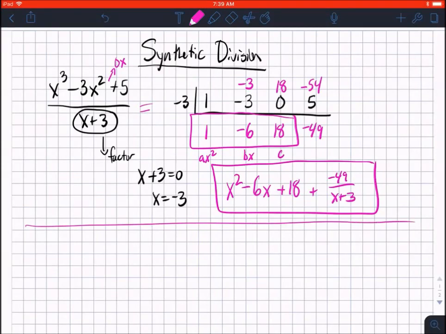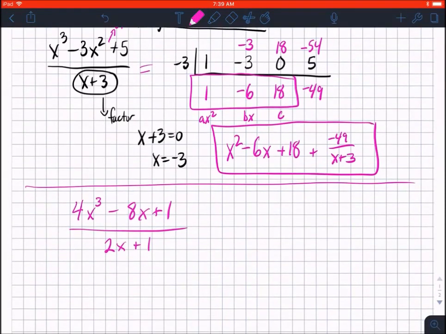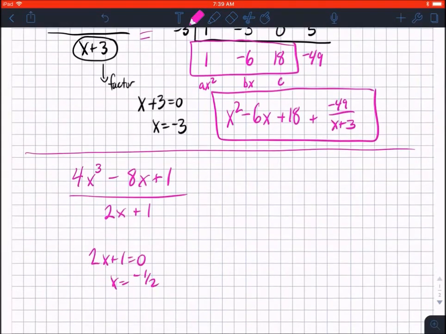One thing we have to be careful about with synthetic division is if we have a divisor on the bottom, let's just say 2x plus 1, for instance. 2x plus 1 equals 0, x equals negative 1/2. We're missing an x squared term here, so it's 4, 0 x squareds, negative 8 x's, and there's one constant. We're going to get slightly the wrong answer here. We're going to have to adjust it. So I'm going to do the same thing.